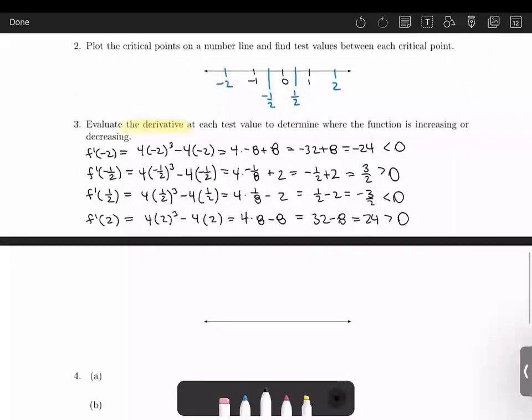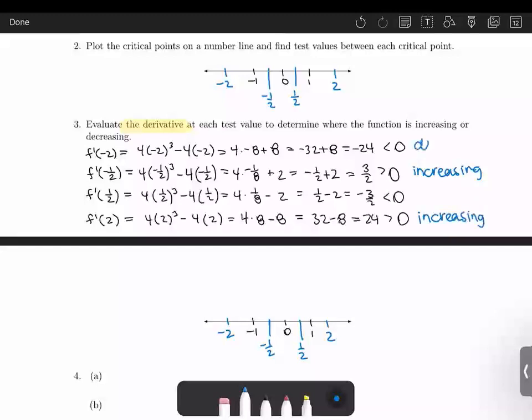So what we're going to do is redraw this number line that we had before and redraw our test points. And we're going to use where this function is increasing and decreasing to find out where our extrema are. So remember, if my derivative is positive, then my function is increasing. And if my derivative is negative, then my function is decreasing.